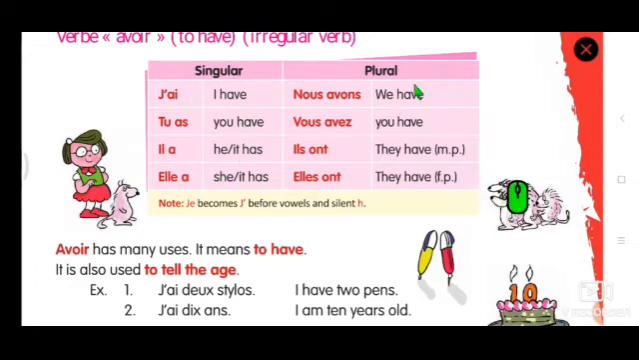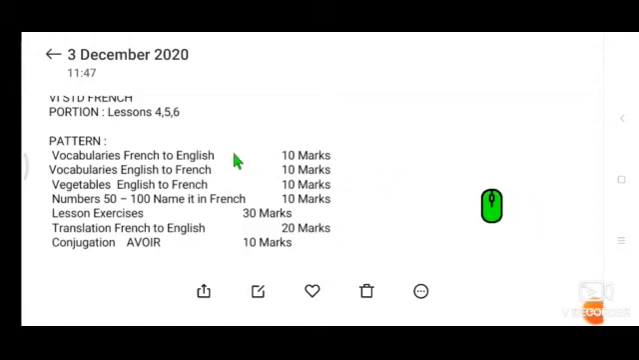Okay, so now let's go to the pattern and discuss what we have seen so far. First we finished the vocabularies, vegetables and numbers. Now we have finished the vocabulary of lessons 4, 5, 6, and conjugation is over. So what is left is the exercises. I will revise lesson 6 and lesson 5. Lesson 4 I think has already been discussed.